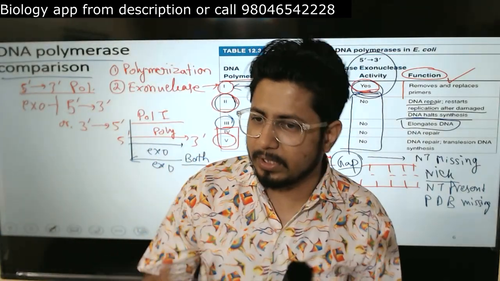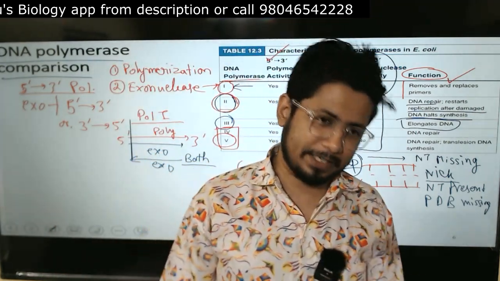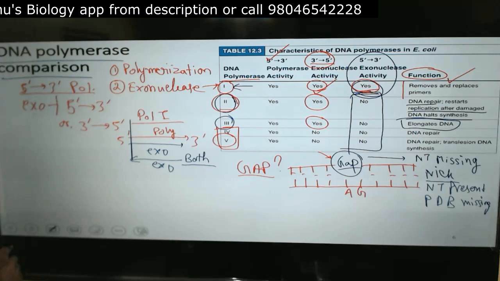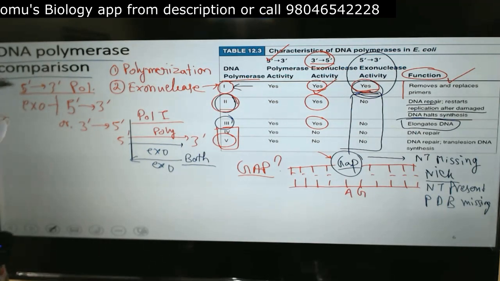The unique feature about DNA polymerase 1 is that it carries a 5' to 3' exonuclease activity. Why is it necessary to remove the primers? Why doesn't the ligase ligate all of it with the primers?